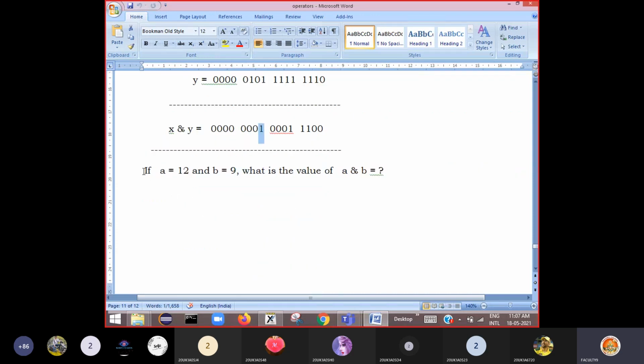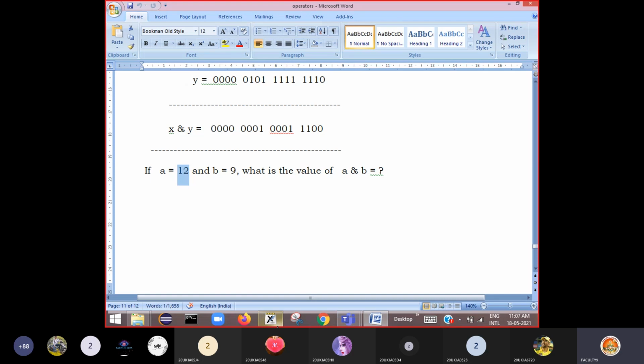Okay, now we'll try to solve this question. A is equal to 12 and B is equal to 9. If you perform A and B, what is the result you will get? So that means this single ampersand indicates that we need to perform bitwise AND operation. When we want to perform bitwise AND, you need to express this decimal number into binary form.